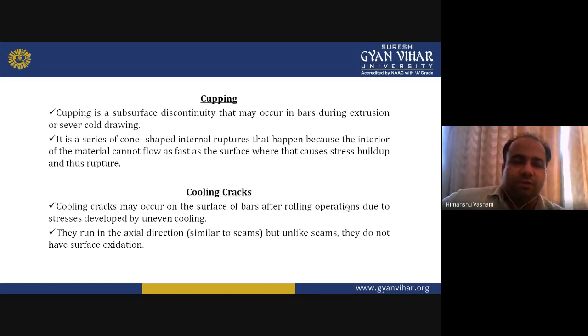So these issues occur. Cooling cracks may occur on the surface of bars after the rolling operation due to stress developed by uneven cooling.